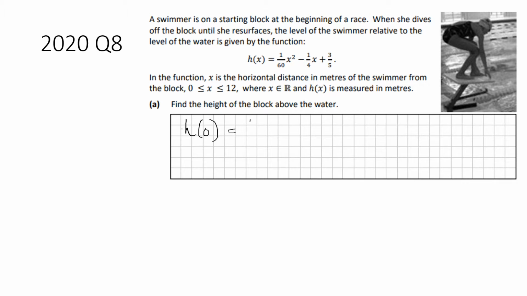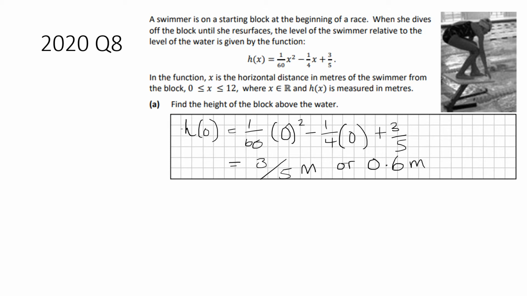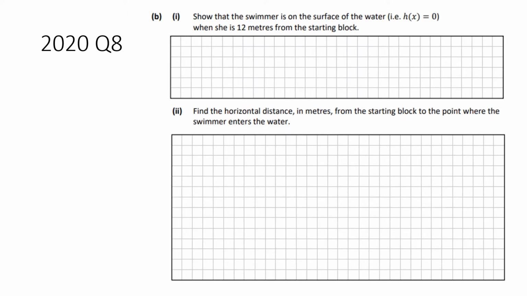So that's 1/60 by 0 squared minus 1/4 by 0 plus 3/5. So when you put that into your calculator, it's 3/5 meters, or 0.6. So that's 5 marks.